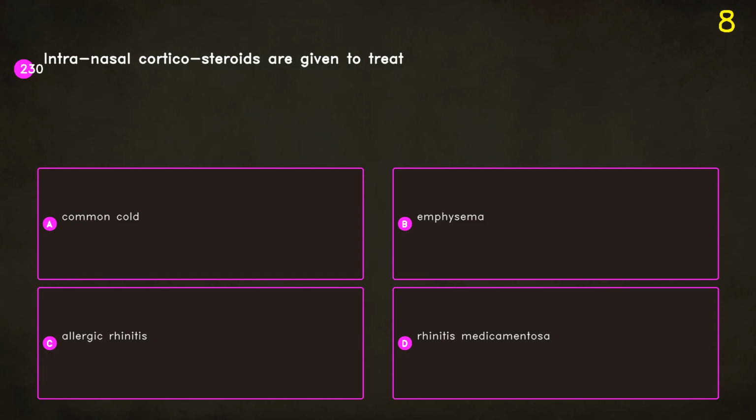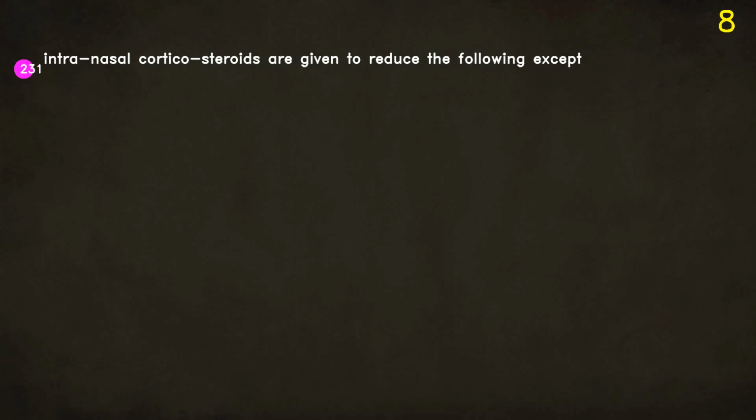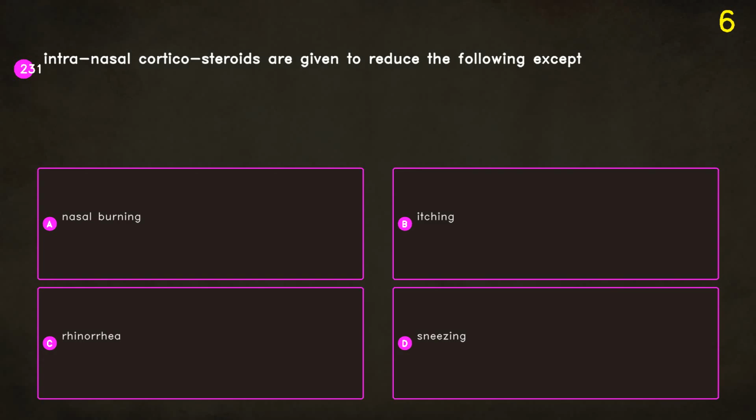Question 230. Intranasal corticosteroids are given to treat A. common cold. B. emphysema. C. allergic rhinitis. D. rhinitis medicamentosa. The correct answer is allergic rhinitis. Question 231. Intranasal corticosteroids are given to reduce the following except A. nasal burning. B. itching. C. rhinorrhea.